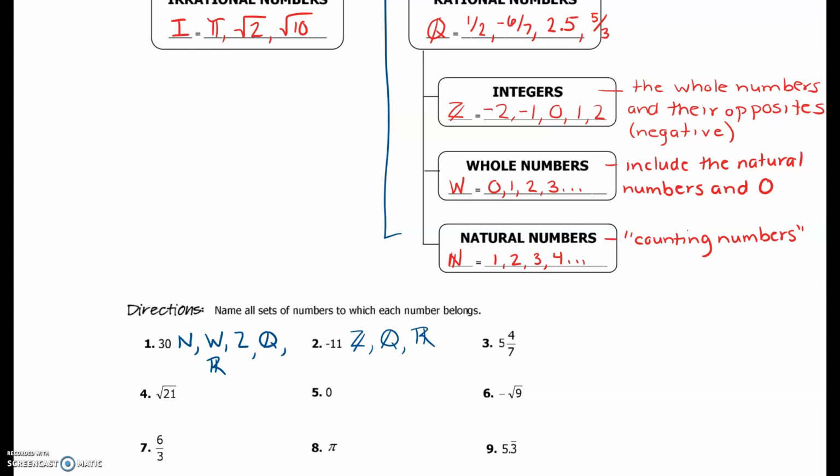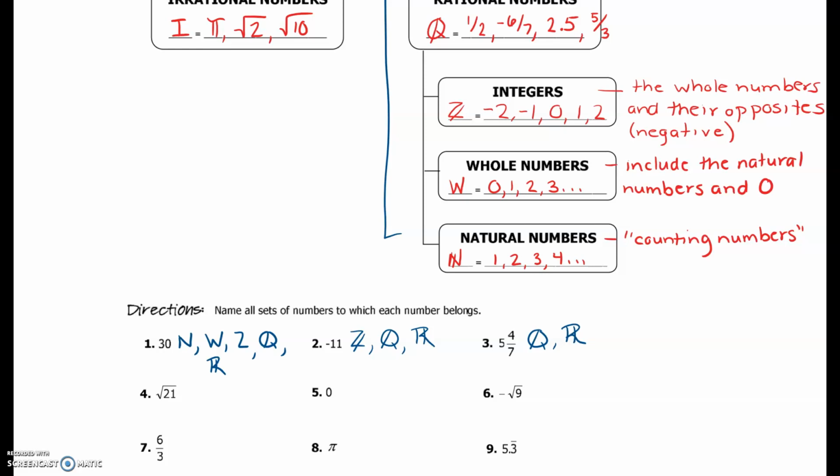Okay. Number 3 is 5 4/7. As soon as you see that fraction, it should jump out at you that there's a fraction. If there's a fraction, the only place I can go is the rational number category. So it is rational, but please make sure that you note all of these are also part of the real number system. So you always want that letter R as part of your answer.